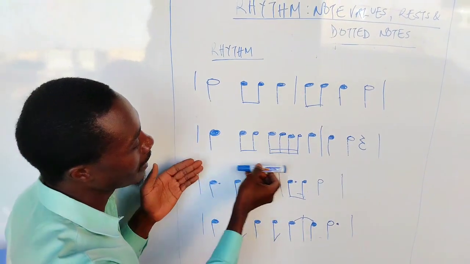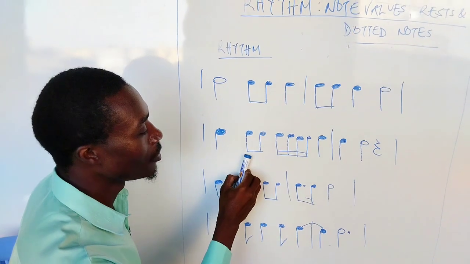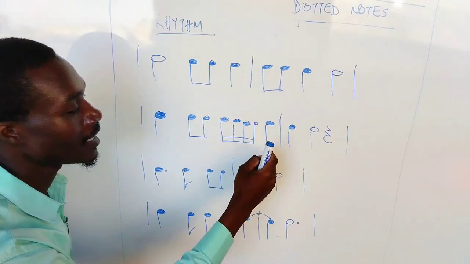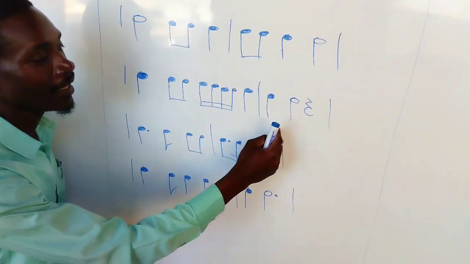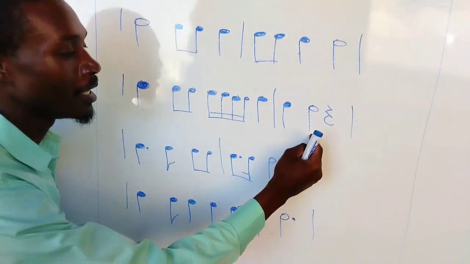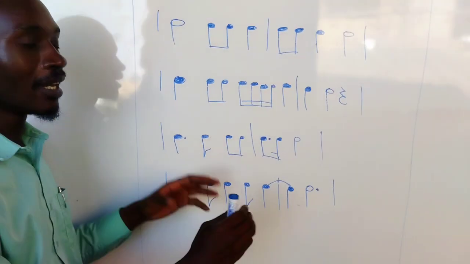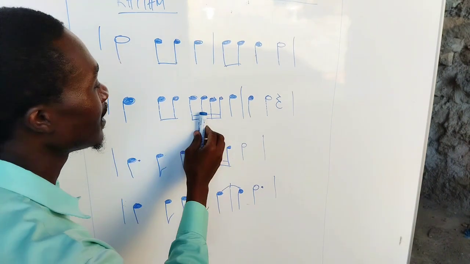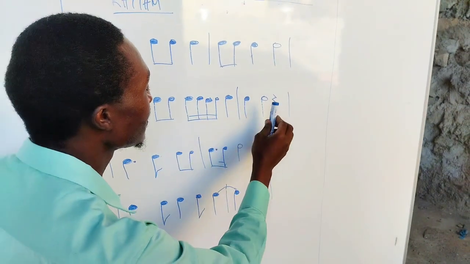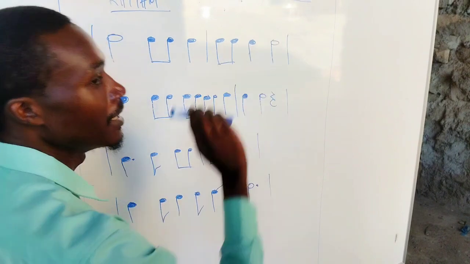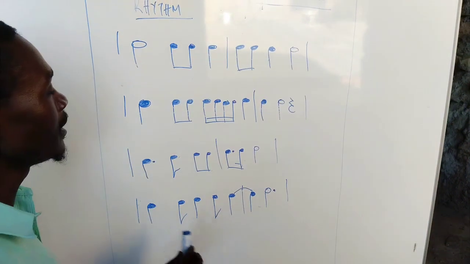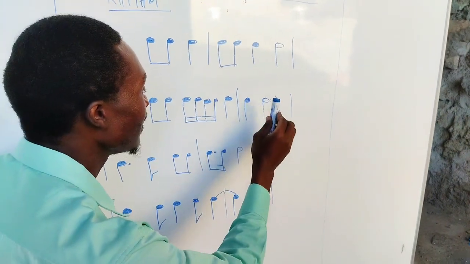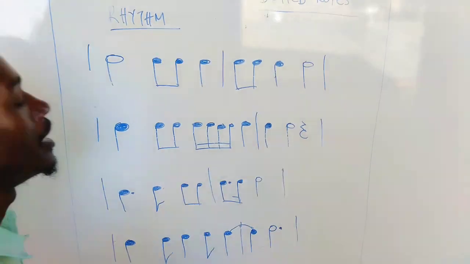Let's go to this other one again. We have got crochet, quavers, semiquavers, which are four, two quavers, four semiquavers. Then we have got a crochet again. Then we have got a minim and then a rest. How does it count? Ta ta ta ta ta ta ta ta ta ta rest. So that you can get all. You can repeat. Ta ta ta ta ta ta ta ta ta rest.